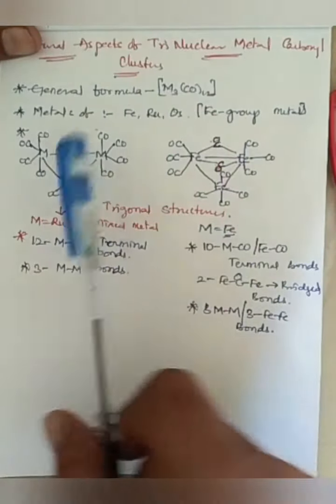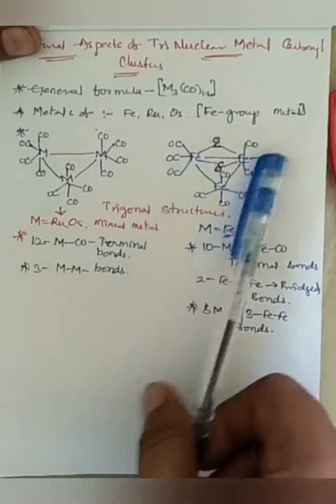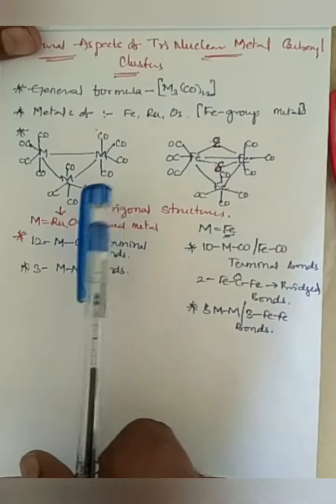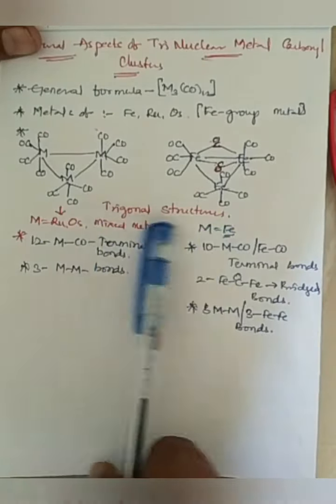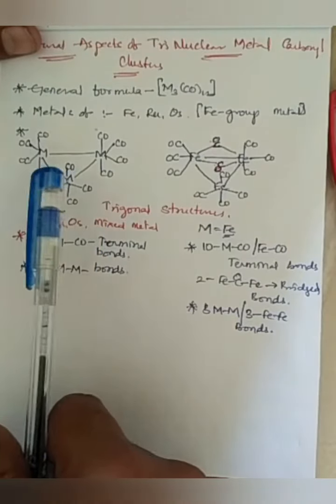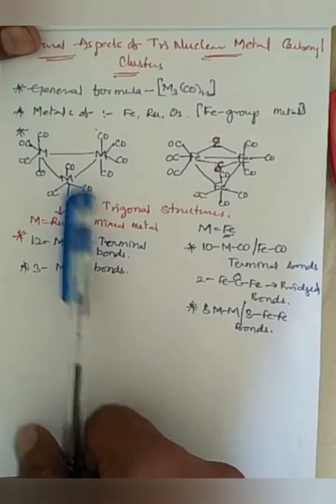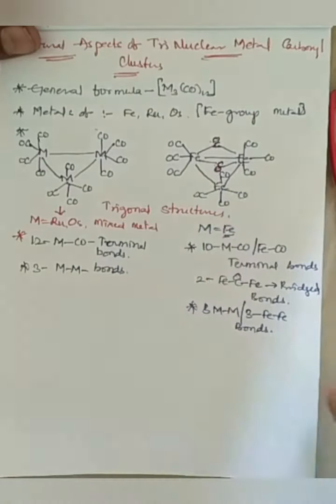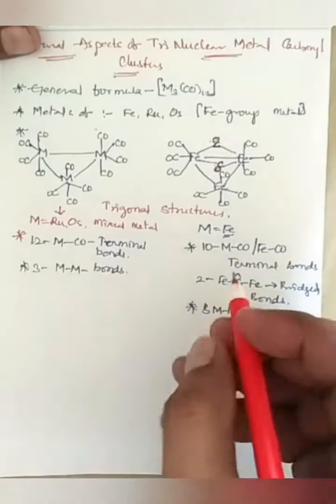So having 3 bonds in each, the structure will be unique. The structure will be the same, a trigonal structure. We will define it as a trigonal structure. To distinguish the structural aspects of the ruthenium, osmium or mixed metal complex from the iron structure, we have to define the symmetry.